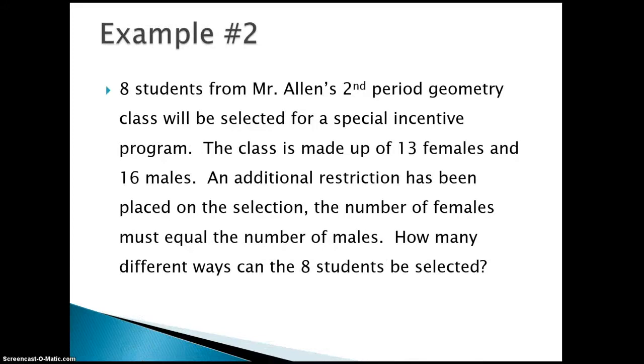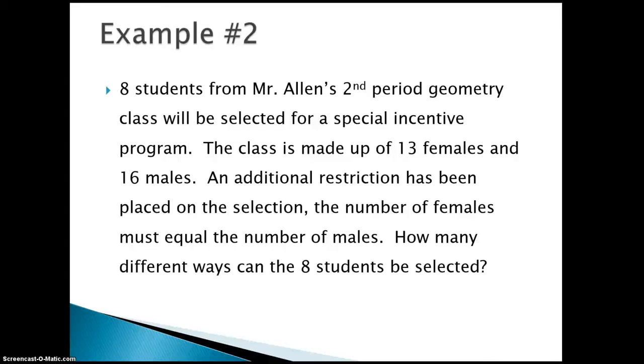Alright, let's look at an example. 8 students from Mr. Allen's second period geometry class have been selected for a special incentive. If the class has 13 females and 16 males, and there's an additional restriction: the number of females must equal the number of males. How many different ways can the 8 students be selected?